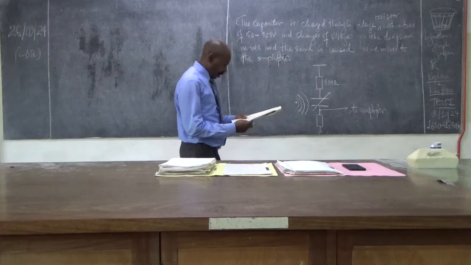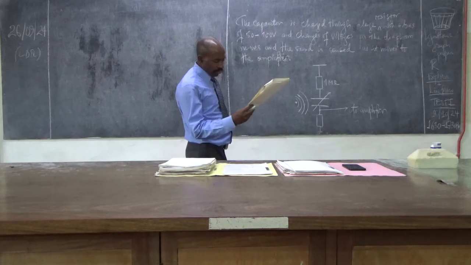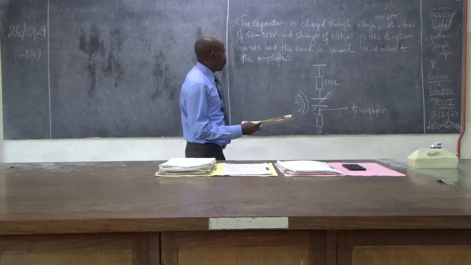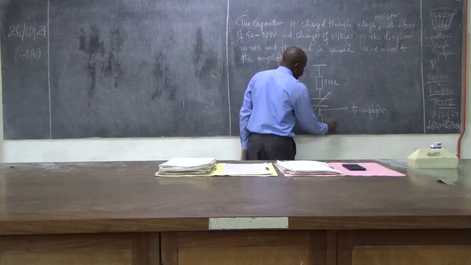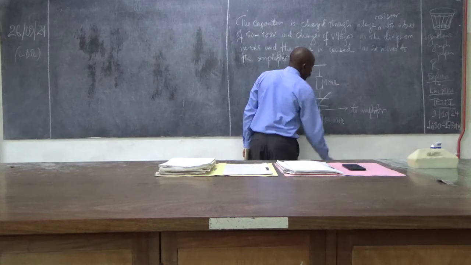This is about 1 mega ohms. This is about 10,000 mega ohms. This one here, about 10,000 mega ohms. And indeed, these resistances are high.